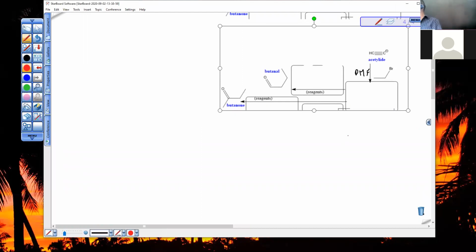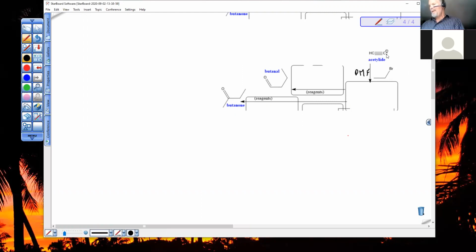Acetylide has a lone pair on carbon. Lone pair on carbon can attack, backside attack on a carbon with a leaving group. Well, that's a pretty lazy arrow. Coming right to the carbon. Bromide leaving, giving us something I cut off. An ethyl group on there now.